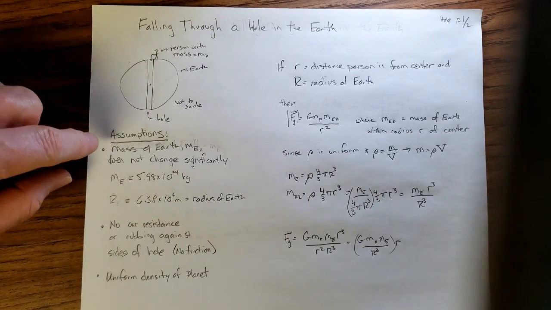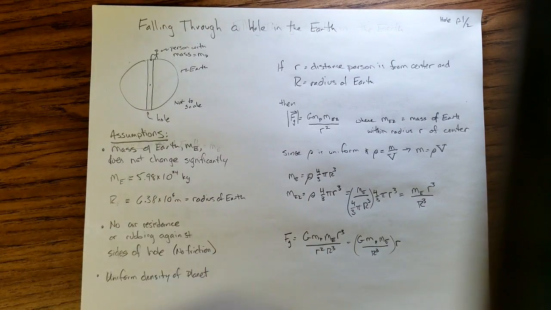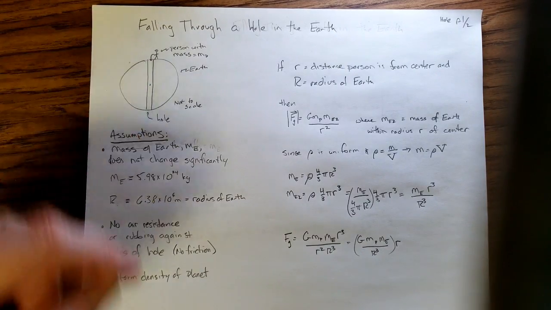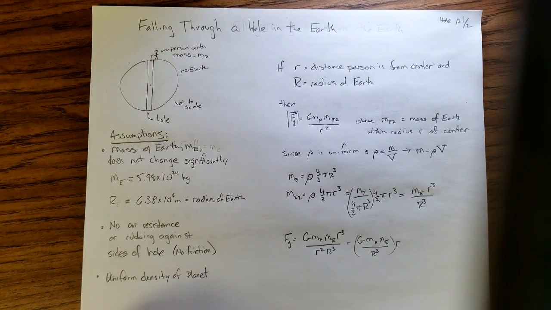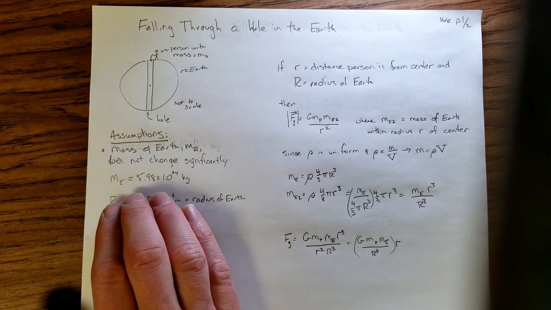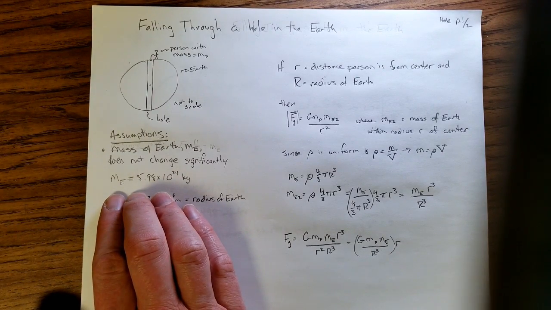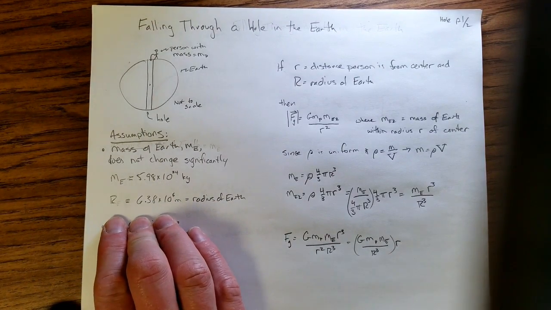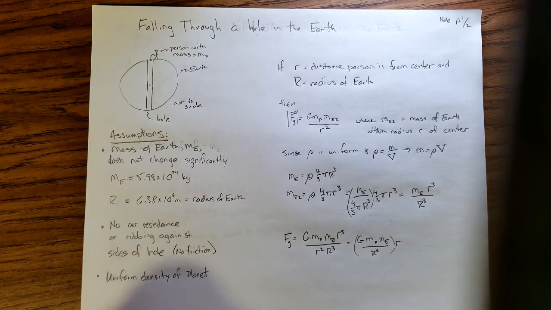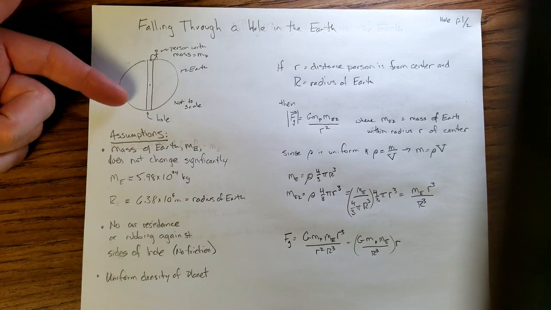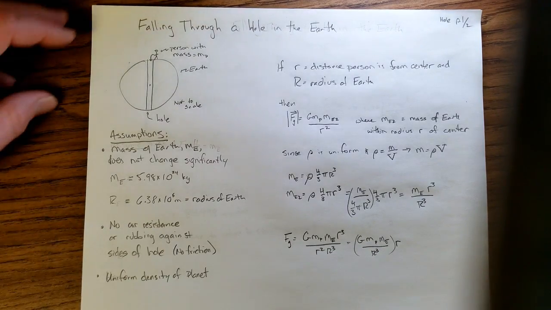We start with the assumptions that the mass of the earth did not change significantly when the hole was dug. So we're going to stick with the traditional mass of the earth, to three significant figures, as well as the radius to three significant figures. There's no air resistance or rubbing up against the sides of the wall as you're falling. And we assume a uniform density of the planet.